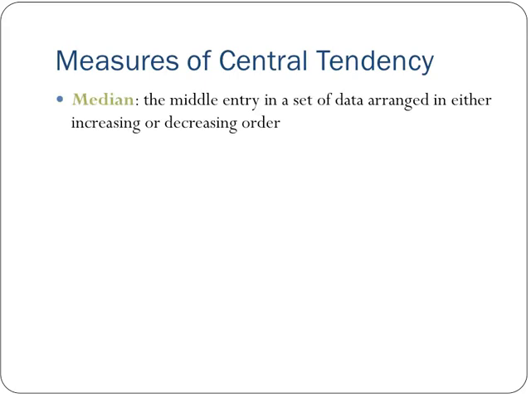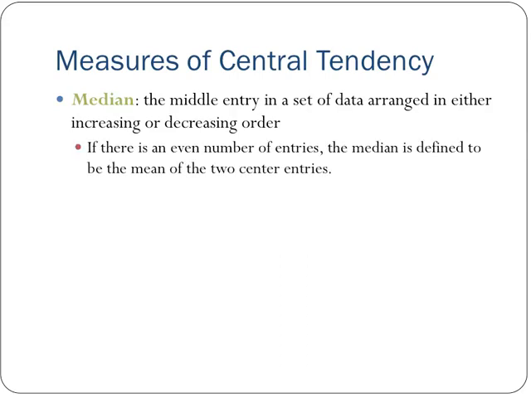All right, the next measure of central tendency is the median. The median is the middle entry in a set of data arranged in either increasing or decreasing order. So typically we've always put data points in increasing order and then found the middle entry. You could put it in decreasing order and then find the middle entry. It's still the middle entry. Now, if there's an even number of entries, the median is defined to be the mean of the 2 center entries.